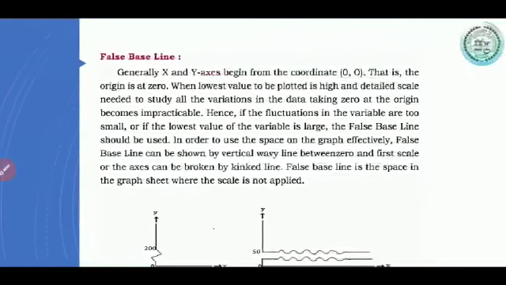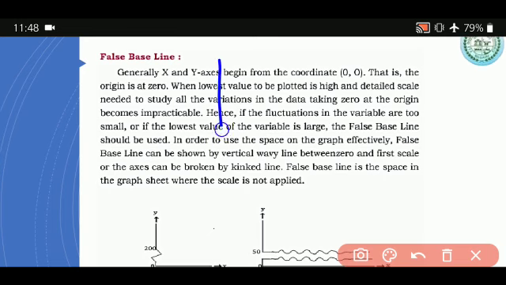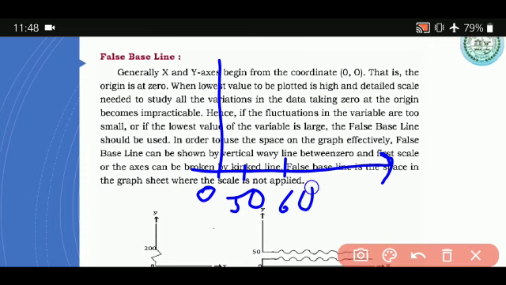Now the next important thing is we are using the false baseline. What is this false baseline? See, when you are taking a graph, this is the scale, you always start with 0. The origin is always 0. So sometimes the scale is such that you take 50 and then you have to take the next one as 60 and as 70. So this is a jump of 50 and here the width is 10.